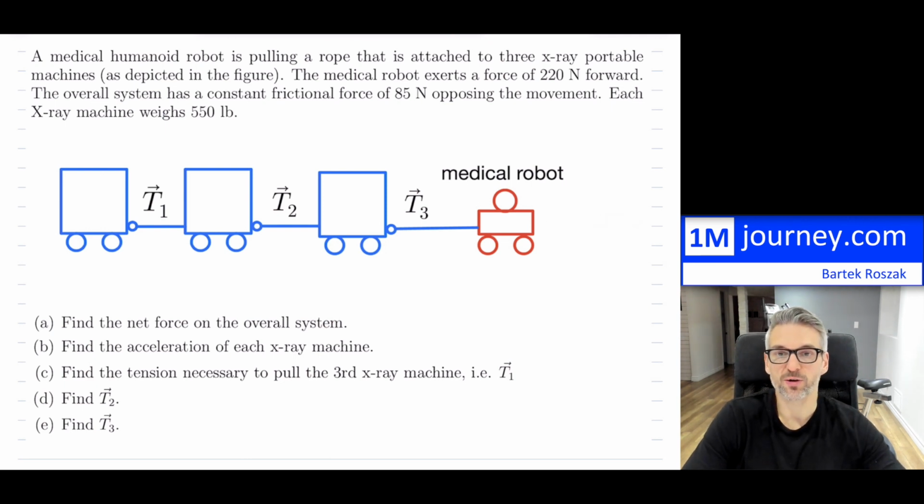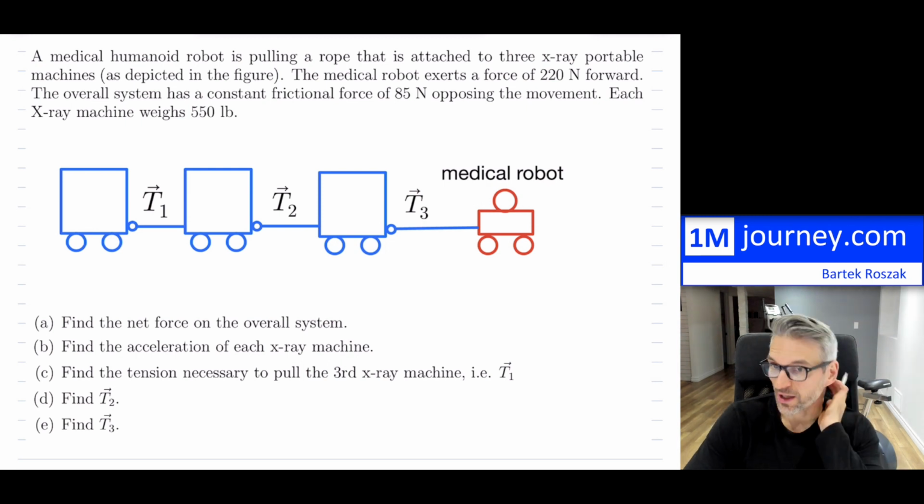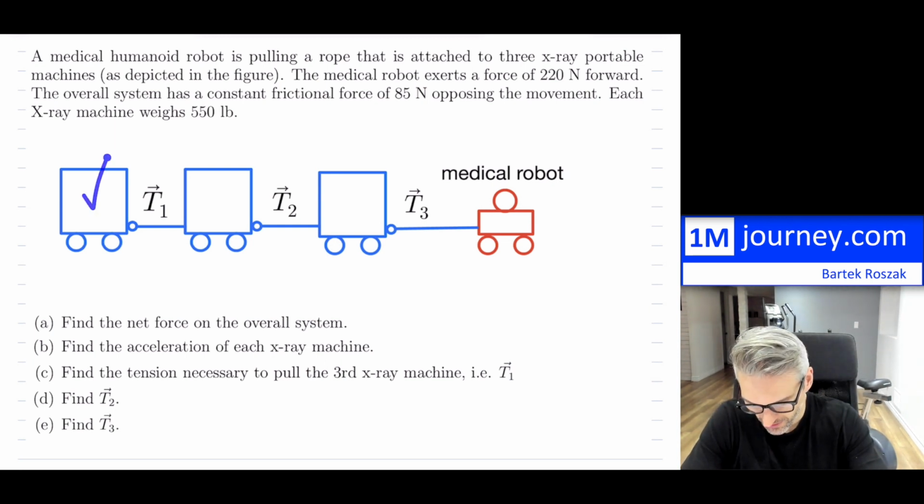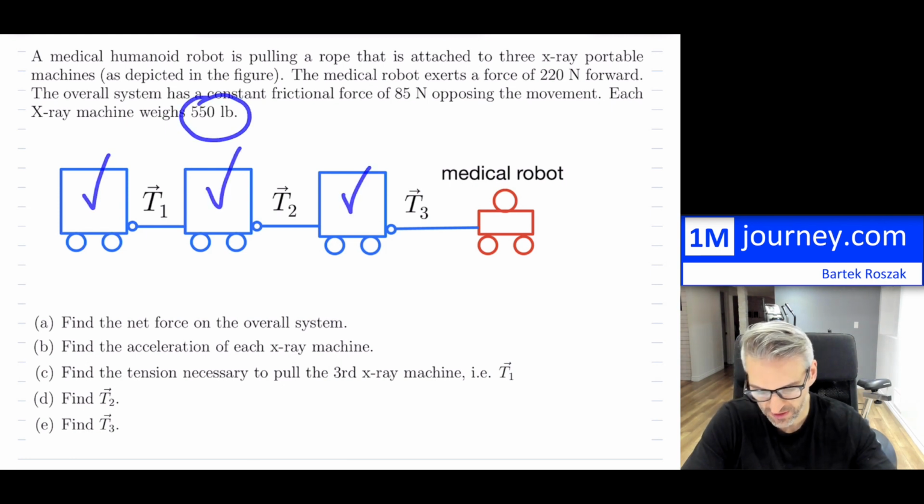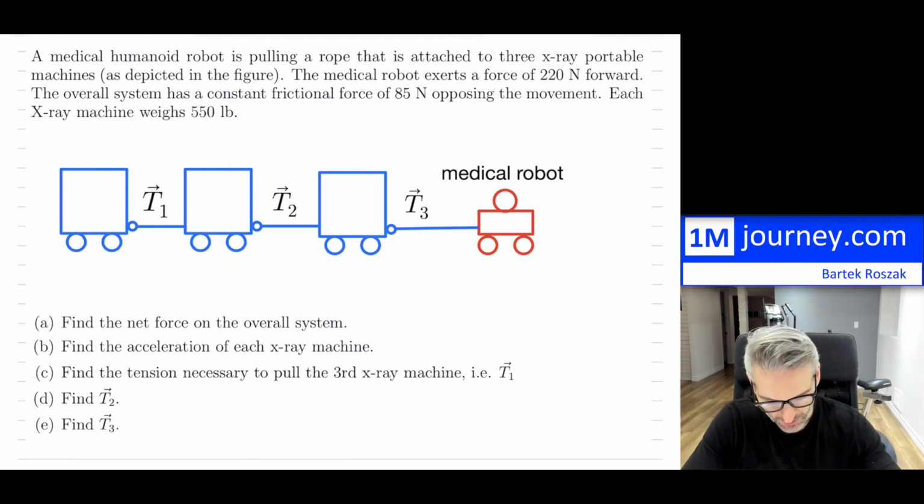Now, the medical robot is exerting a force of 220 newtons forward, and there's an overall system which has a constant frictional force of 85 newtons opposing the movement. Each of these X-ray machines has a weight of 550 pounds. I'm going to assume that this medical robot is weightless, or at least negligible, so that we're only worried about these 3.